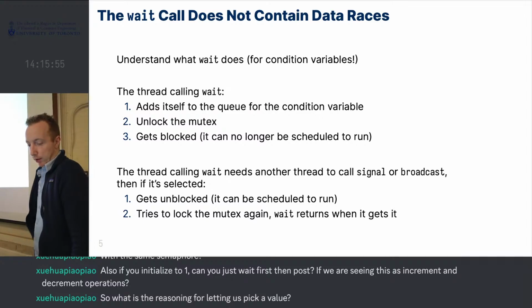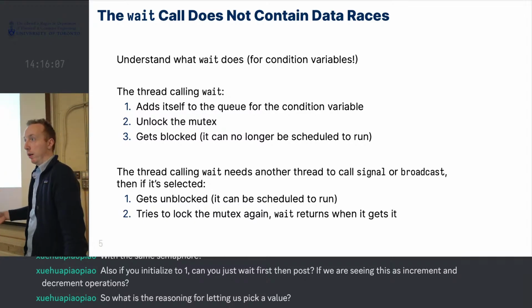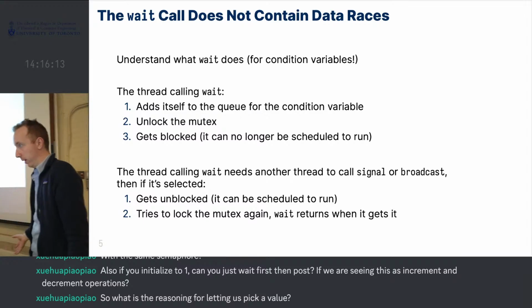So the thread calling wait, by default, if you just call wait, it's not going to wake back up until another thread calls signal on it. If another thread calls signal on it, well, it will be unblocked, it will be eligible to run, and then the first thing it will do is try and acquire the lock before returning.